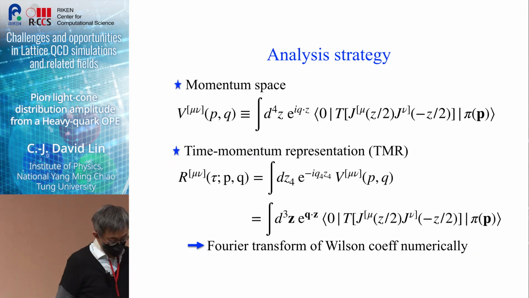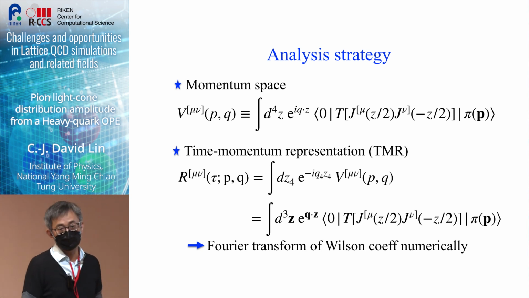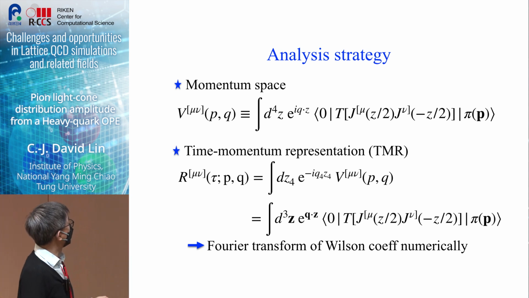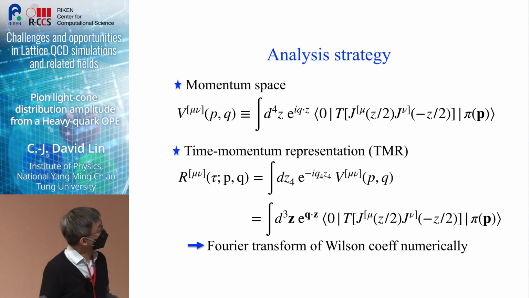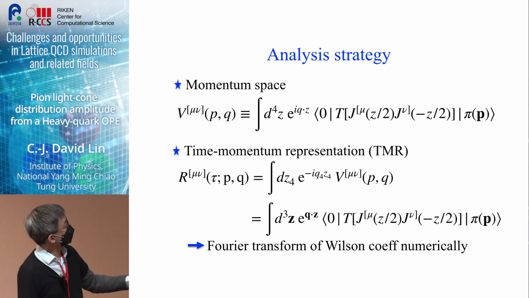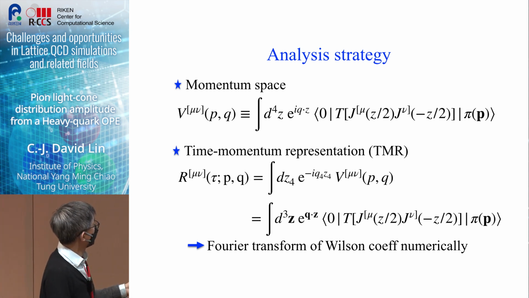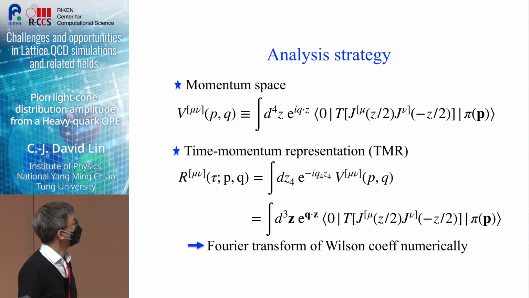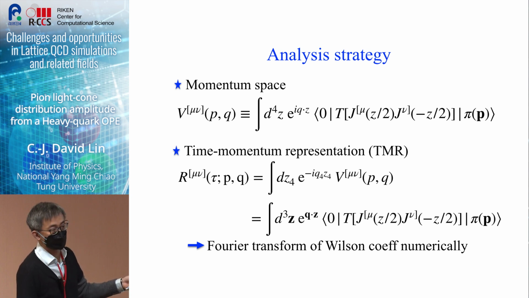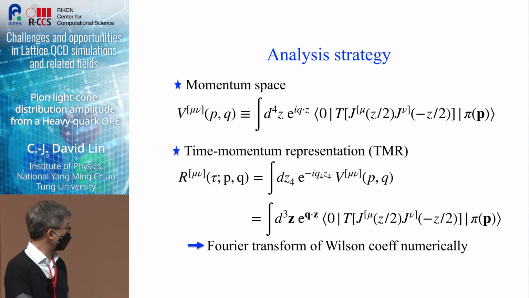One more word about the approach: what I've been presenting to you is actually completely done in momentum space. And we know that it's often more convenient to work in the time-momentum representation, which just means that you do the Fourier transform of the fourth direction here. So this is a typo, this should be dq4. Instead of having q4, you have the Euclidean time dependence in this. So this is a typical time-momentum representation for lattice correlators or matrix elements.